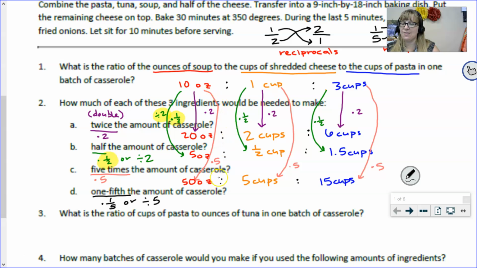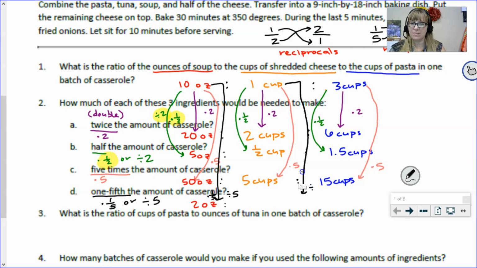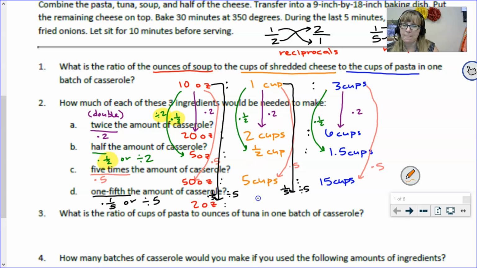Let's complete those calculations. 10 ounces divided by 5 or multiplied by 1/5 is equal to 2 ounces. 2 ounces of soup. And we're going to repeat that. 1 cup divided by 5 or multiplied by 1/5 is equal to 1/5 a cup of cheese.